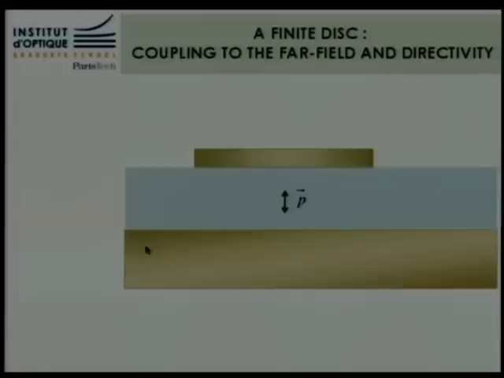Then this electric distribution will generate a current density in the disk that will radiate to the far field. And moreover, by diffraction, the size of the disk controls the directivity. And we call those cavities patch antennas.